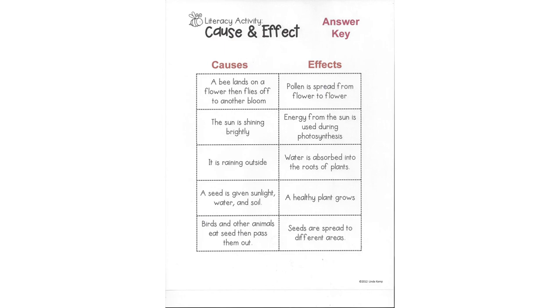For the cause, a seed is given sunlight, water, and soil. The effect is a healthy plant grows. And for the cause, birds and other animals eat seeds and pass them out. The effect is seeds are spread to different areas.